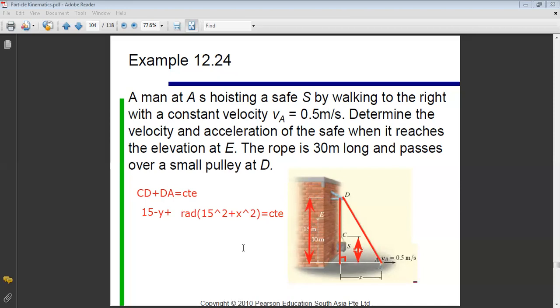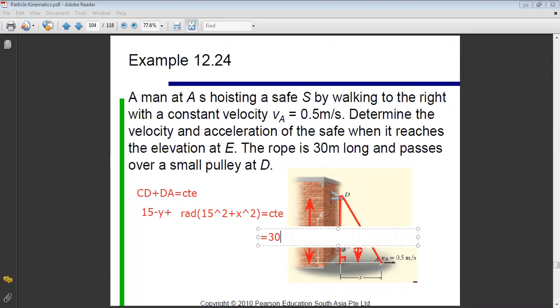And what is this constant in this problem? It's the total length of the chord, and the total length of the chord here is given. And they said that pulley D is very small. Why did they say pulley D is very small? To neglect the part that is over the pulley. We can neglect it because pulley D is so small. So we can say that this is equal to 30.